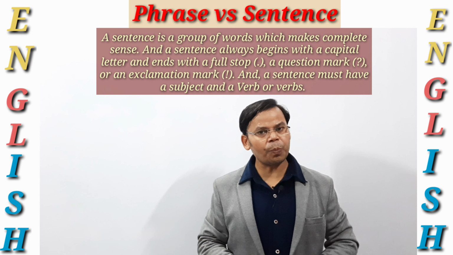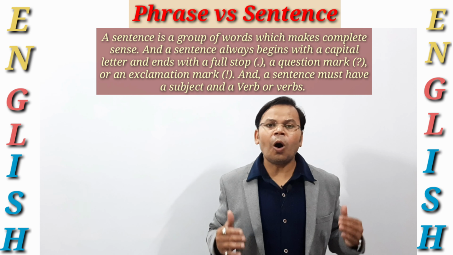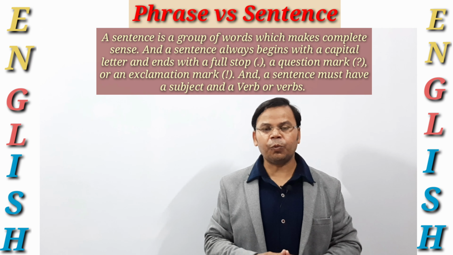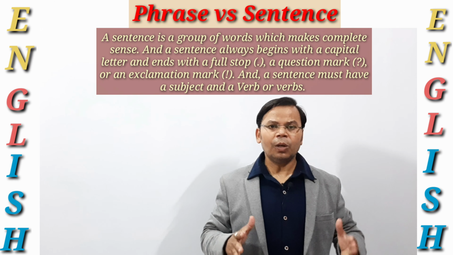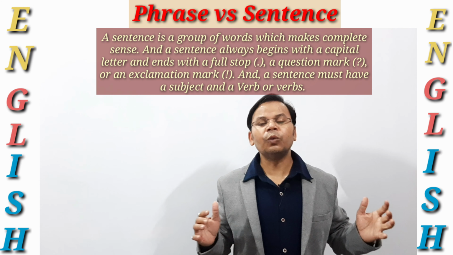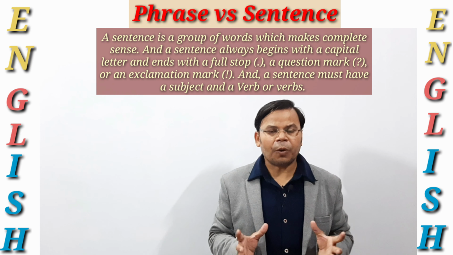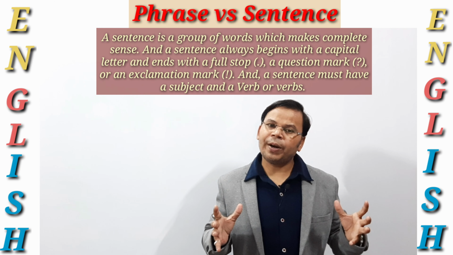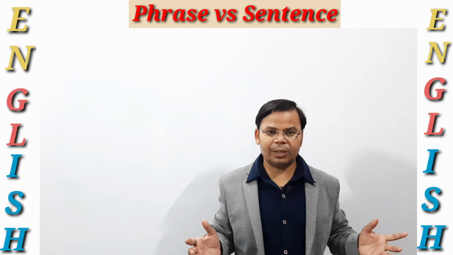A sentence is a group of words which makes complete sense, and a sentence always begins with a capital letter and ends with a full stop, question mark or exclamation mark. And a sentence must have a subject and verb or verbs. So this is the perfect definition of a sentence. So now you can identify what is a sentence and what is not a sentence.